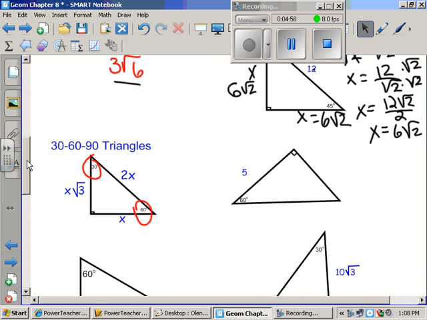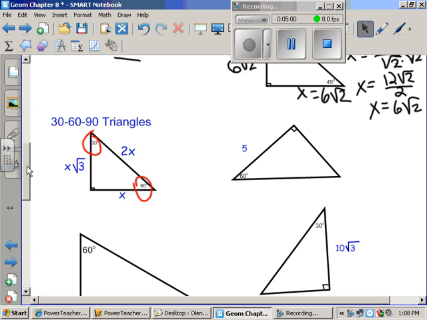Now, the 30, 60, 90 triangle works kind of the same way, just different relationships of the sides. Now remember, back in chapter 6, when we talked about the characteristics of triangles, the shortest side is across from the smallest angle, the medium side's across from the medium angle, and the largest side's across from the largest angle.